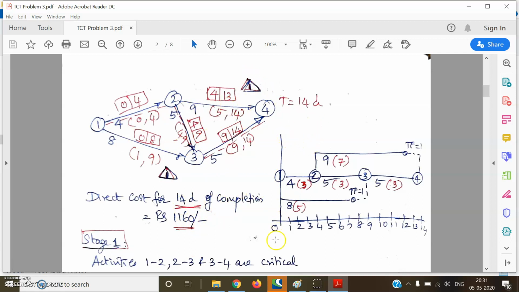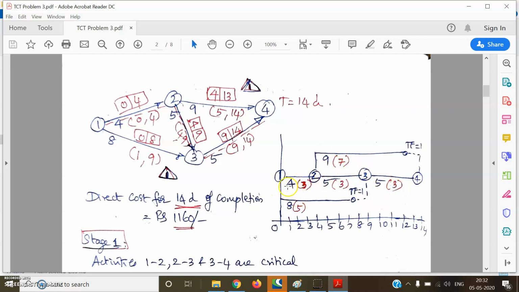Next, we will prepare the square network for 14 days. You see 1, 2, 3, 4 is the critical path, which is represented as a horizontal line here. Then 2, 4 and 1, 3 are non-critical activities with a total float of 1 day. After preparing the square network, we have to incorporate the crash time values against the normal time. I have written the crash time as usual against the normal time within a bracket in red color.